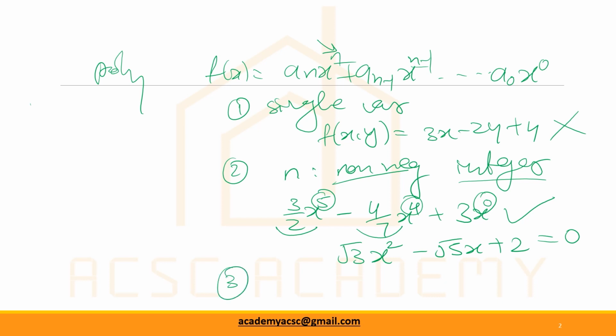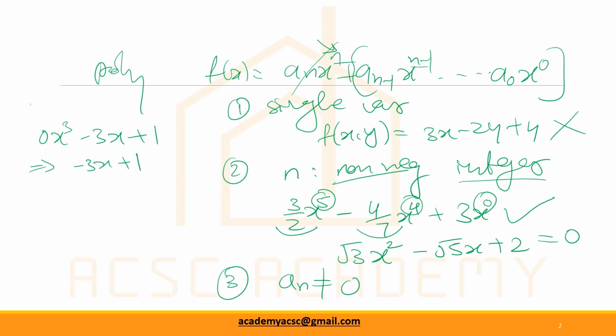And lastly, we have that the leading term a_n cannot be 0. And if an becomes 0, then we will have to discard this first part and we will consider the equation from the second term onwards. For example, if we have something as 0x cubed minus 3x plus 1, then this has to be written as simply minus 3x plus 1. And after doing that, this is what we call the standard representation of a polynomial equation.